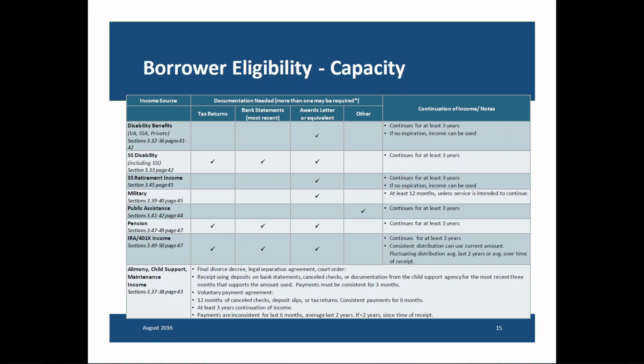Now for other items on here, Social Security disability, pension, and IRA and 401k income, we will need, aside from the awards letter, tax returns and bank statements to verify this.